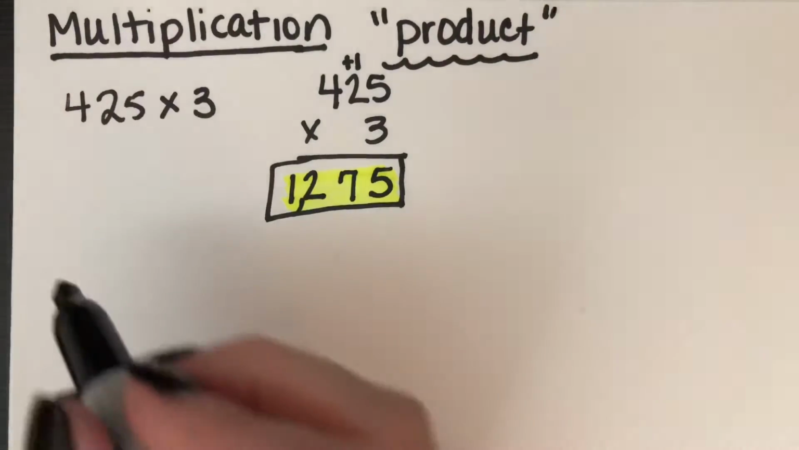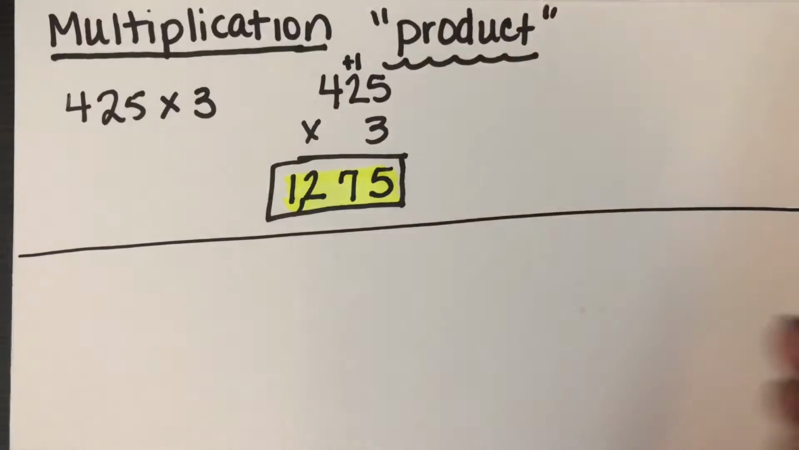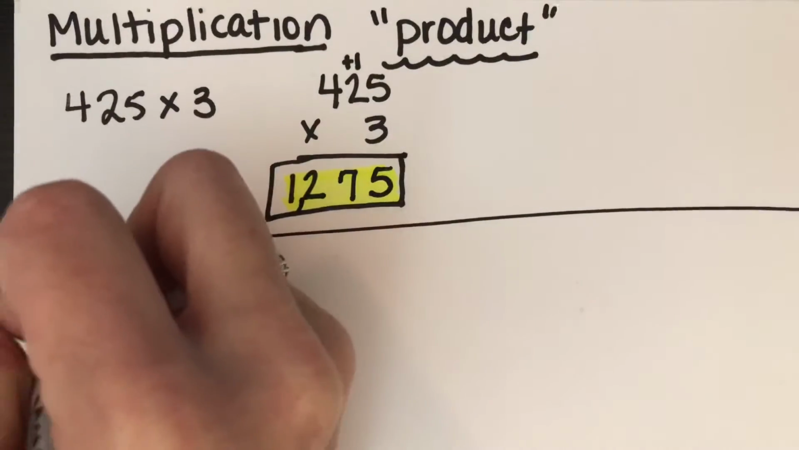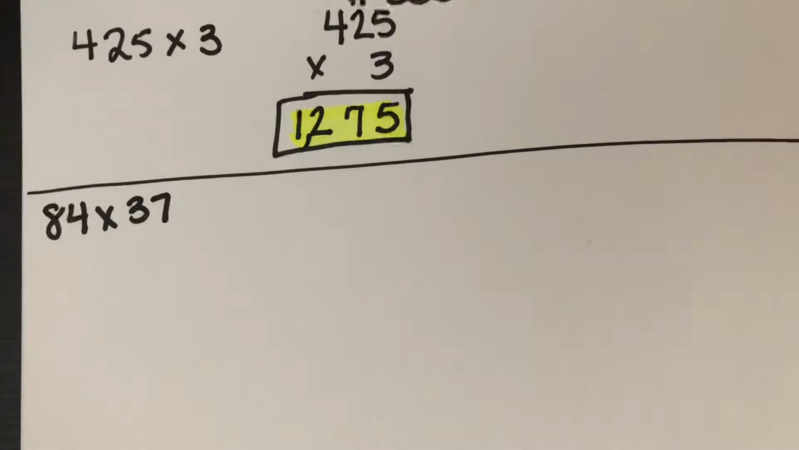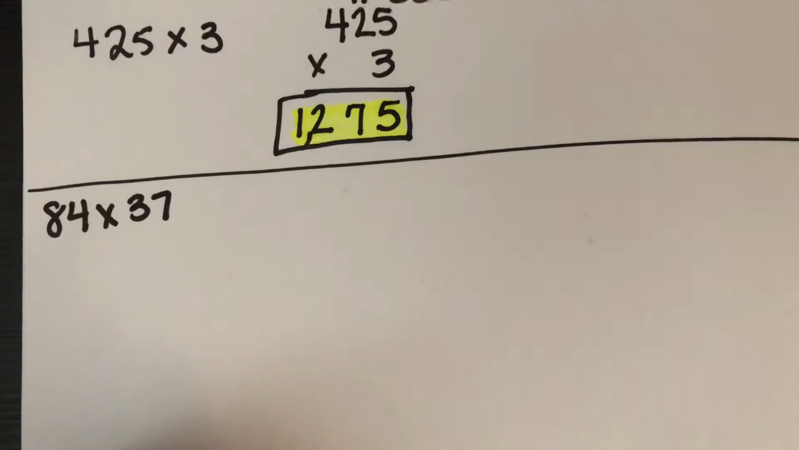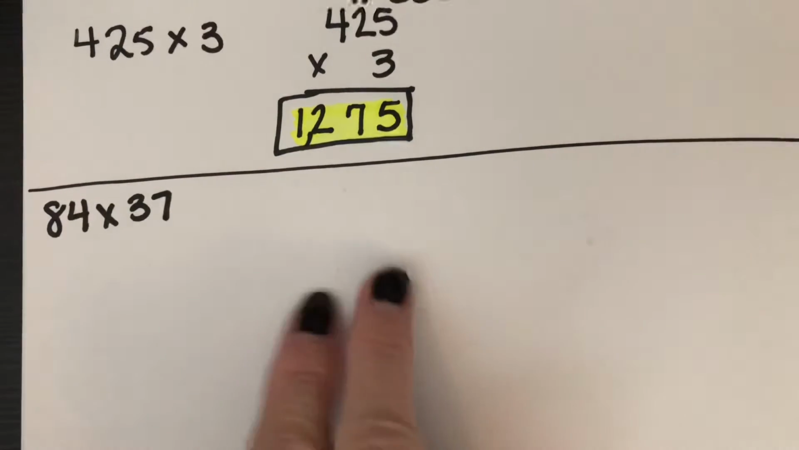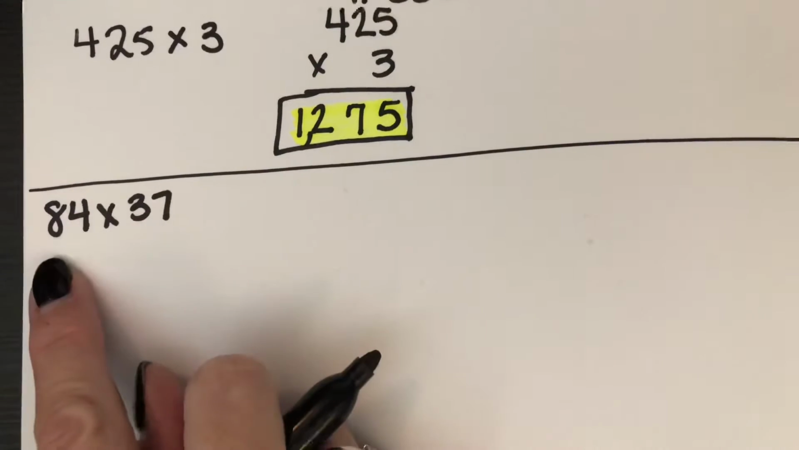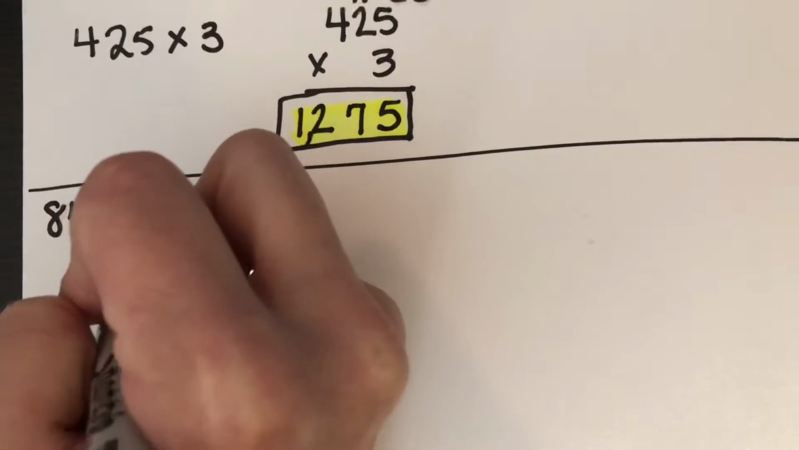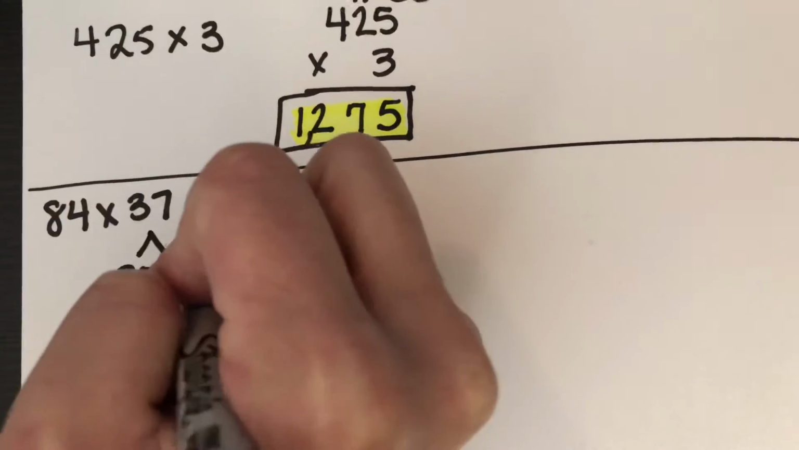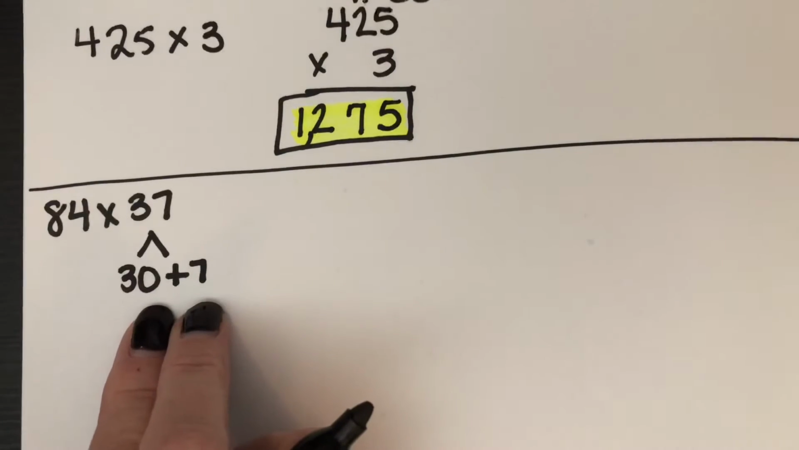We're going to get a little harder. We're going to go ahead and do 84 times 37. Again, this is written horizontally, which makes it a little harder. So we're gonna do something before we actually write it vertically. We're going to break up the 37. Now you could break up the 84 or the 37. I'm just choosing to break up 37. I'm gonna say 37 is 30 plus 7.